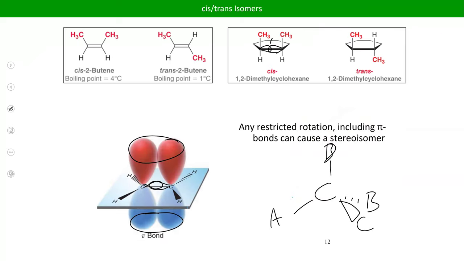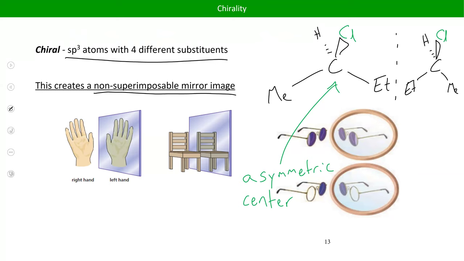So actually, technically, an alkene group is a stereocenter, because that's a spot where you can create a stereoisomer. It's not an asymmetric carbon, but it's an asymmetric center, because if you flip one side of this, you get a different molecule. So any spot where you can create a stereoisomer is called an asymmetric center or a stereocenter.